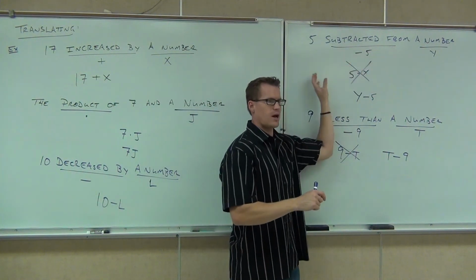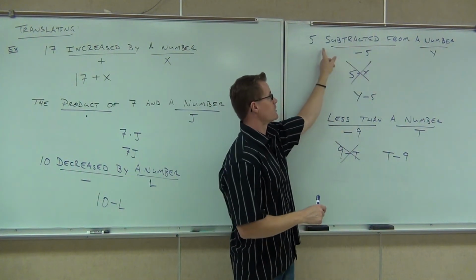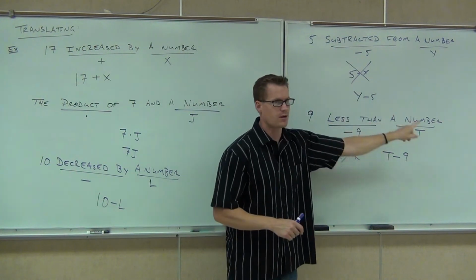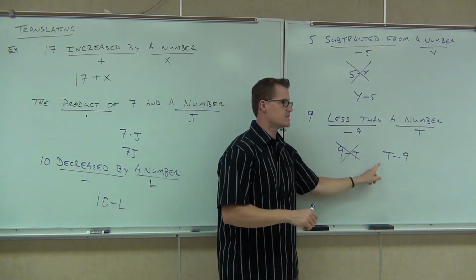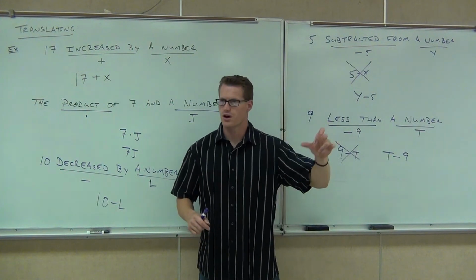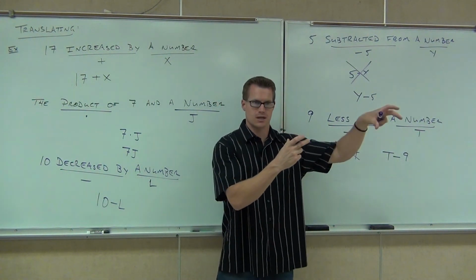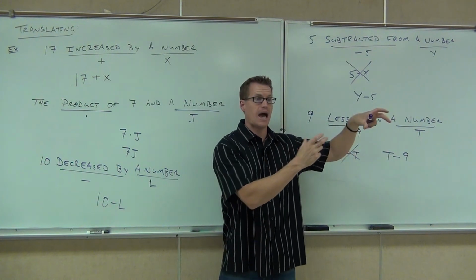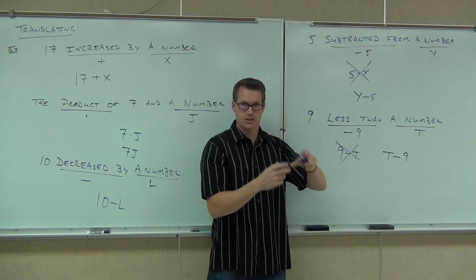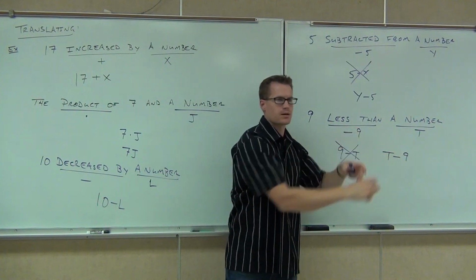These are written backwards of how they're written in the sentence. So instead of 5 minus y, we're doing y minus 5. Instead of 9 minus t, we're doing t minus 9. That's subtracted from and less than. Notice how the subtracted from is referring to the second thing. I'm after that. The less than is referring to the second thing. It's I'm after that.